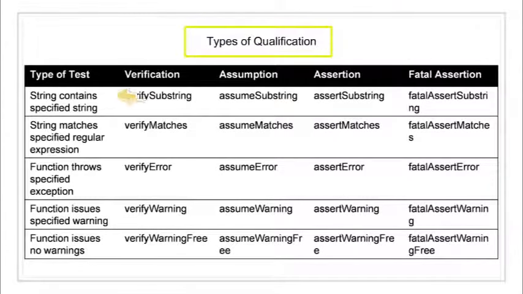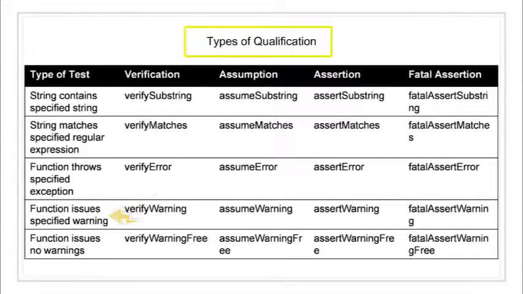We can test for the string that contains specified string. Then again we have string that matches specified regular expression. Then we have function that throws specified exception. This is one of the cool things: if certain exceptions are thrown by a certain function, we can verify that, okay, this error is coming, hence this test has passed. If this error is not coming, hence this test has failed.